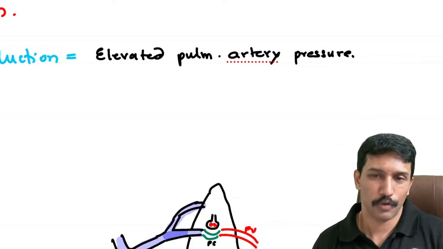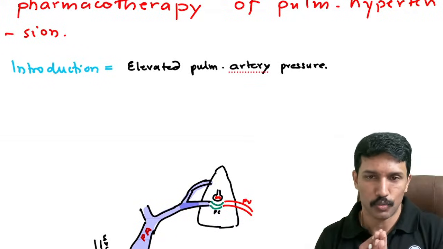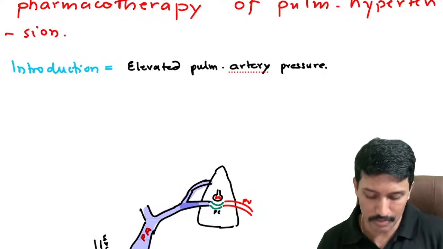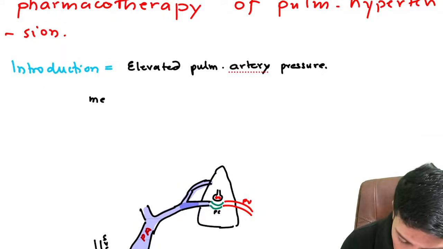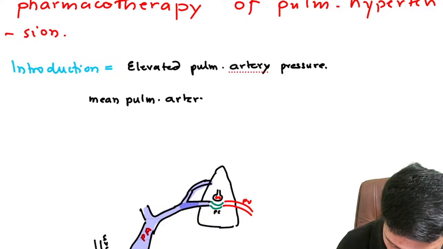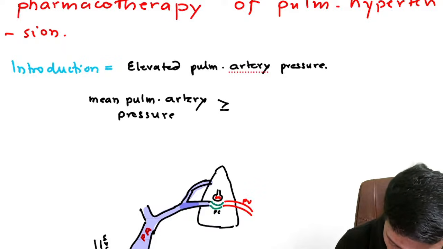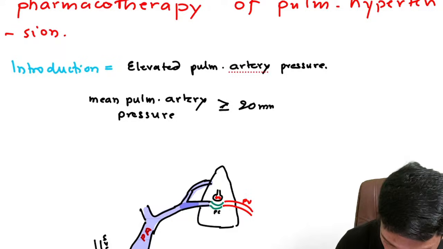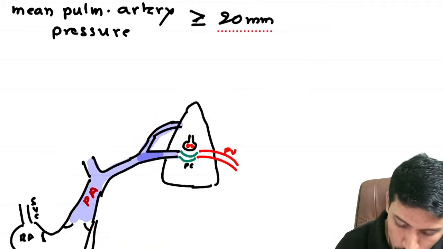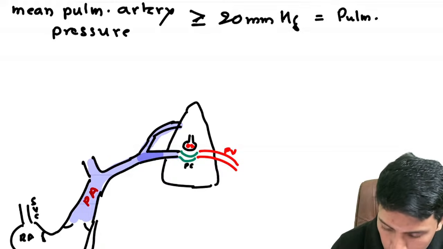Similarly, for pulmonary hypertension, we don't have two separate numbers, systolic and diastolic. We take a mean pressure. Whenever the mean pulmonary artery pressure is more than or equal to 20 millimeters of mercury, that means when we measure the mean pressure of this pulmonary artery, if it is more than or equal to 20 millimeters of mercury, then it is pulmonary hypertension.